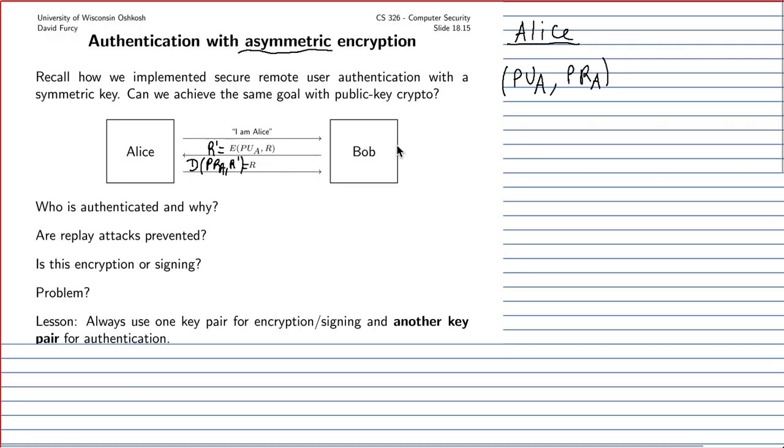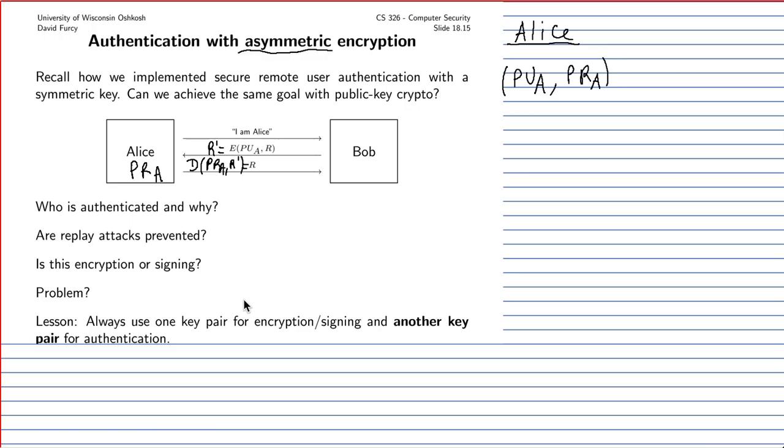And Bob will be convinced that he is indeed talking to Alice because if Alice sends him the original nonce that he has sent in an encrypted form, then he knows that only Alice could have been the one to decrypt it because only Alice knows her private key. So I want you to think about this mechanism, and I want you to pause the video and make sure you can answer all of these questions, or at least you think really hard about the answer to these questions.